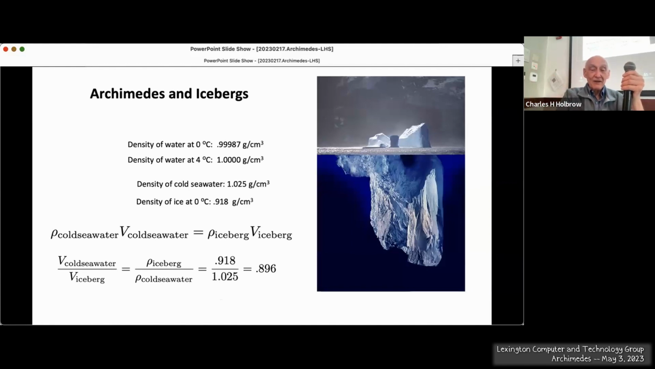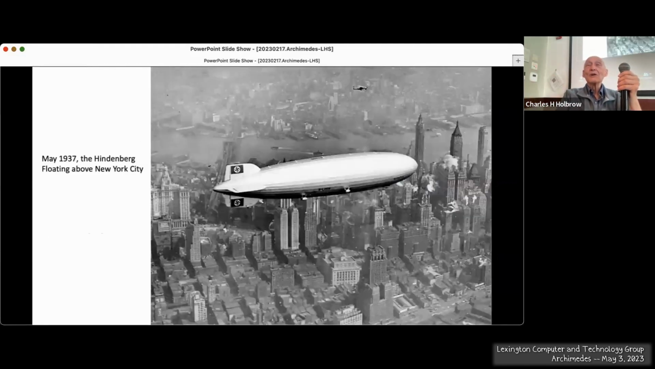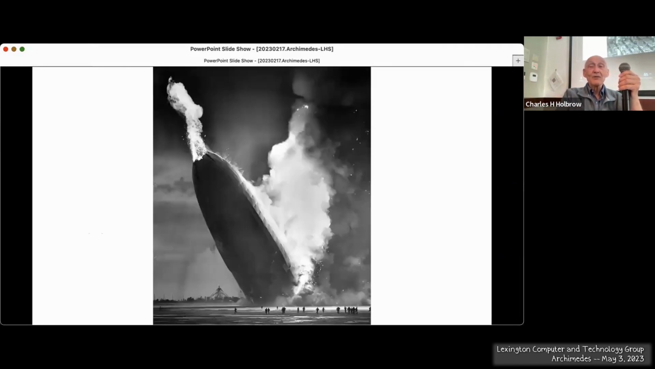And I'll save the Hindenburg for later. I think it's kind of neat to see a picture of the Hindenburg with its swastika over New York City, which was indeed the case in 1936 and 37. Wow. But then, of course, it ended badly.